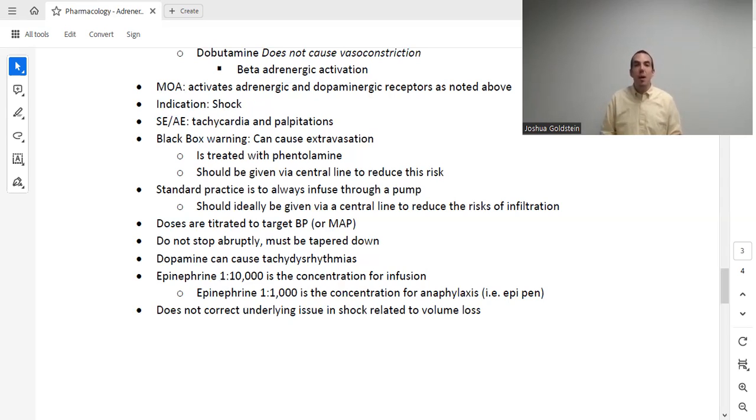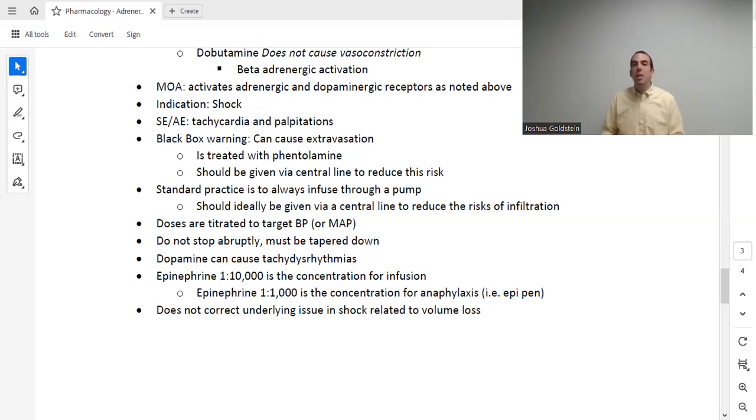These drugs have a black box warning that they can cause extravasation. Remember, we talked about that a few minutes ago. That's where the drug, instead of going IV into the vein, goes into the tissue, which is never a good thing. We're not trying to inject it into the local tissue. In that case, we would treat it with phentolamine.